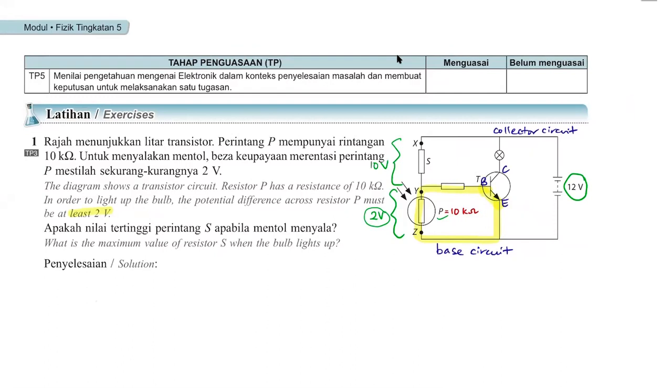And then we just do the ratio. For the upper part, we are going to find the resistance for S. So I put 10 volt over the total voltage, which is 12, 10 plus 2, equals the resistance we want to find, S, over the total resistance, S plus 10. Because it is connected in series, the sum of the resistance is S plus 10. Now try to calculate, can you get the value of S?